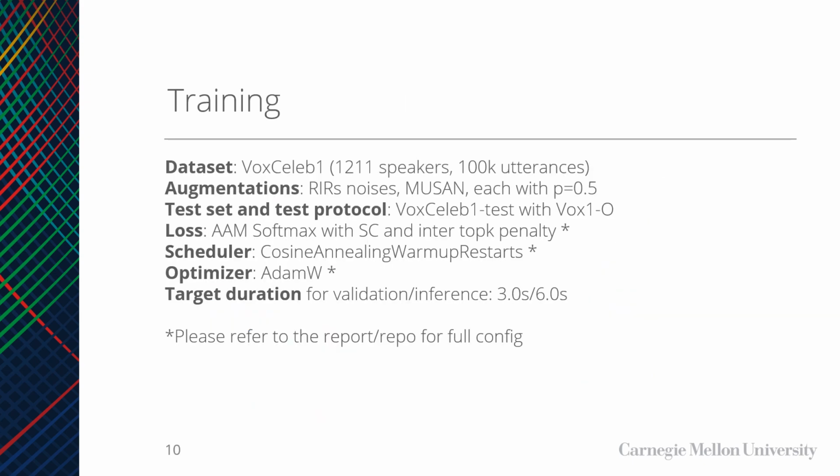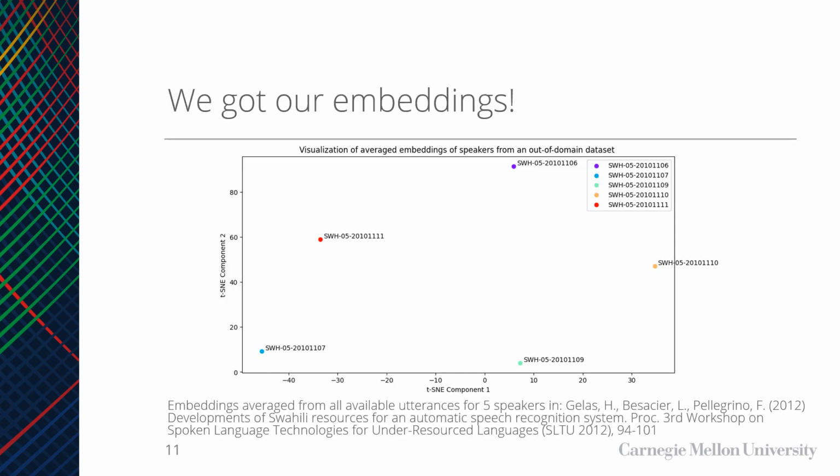We then train our models on VoxCeleb1 and maintain the same augmentations, test set, protocol, loss, scheduler, optimizer as the baseline. And we extract 3-second segments for validation and 6-second segments for inference. After training, we get our embeddings. Here's a representation of the reduced embeddings of 5 speakers from an out-of-domain distribution.